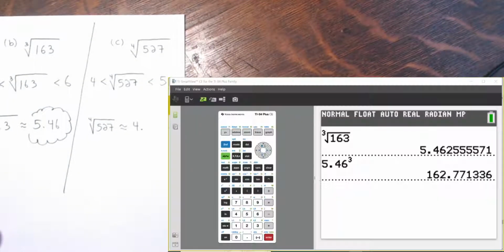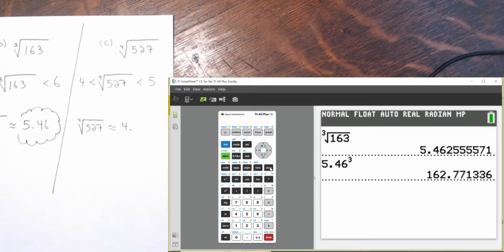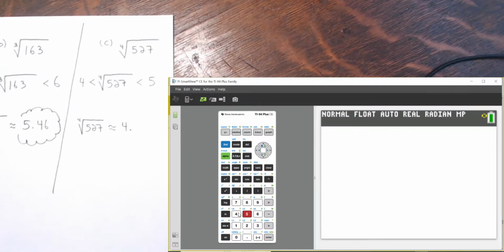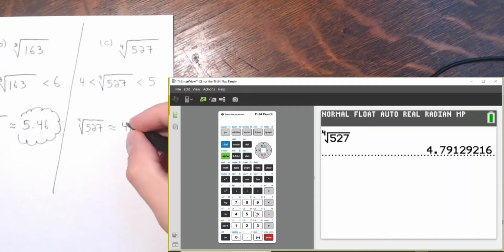And let's do that. So the fourth root of 527 is 4.79. The third decimal is 1, so I keep the second decimal the way it is. So there's 4.79.